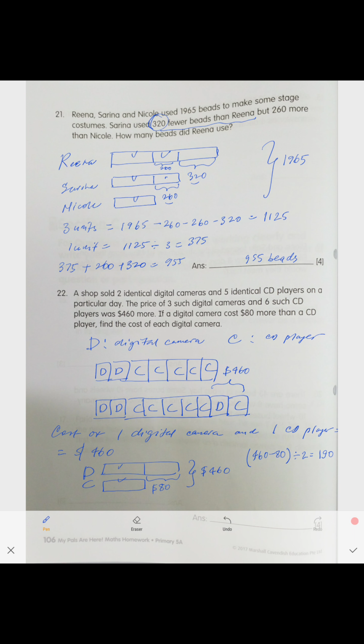So the digital camera is 1 unit plus this 80 extra. It's going to be $270. That's your answer. Each digital camera costs $270, and write your answer over there.